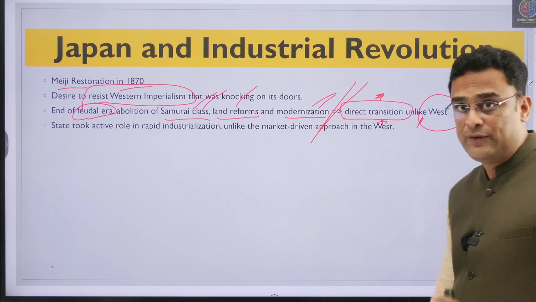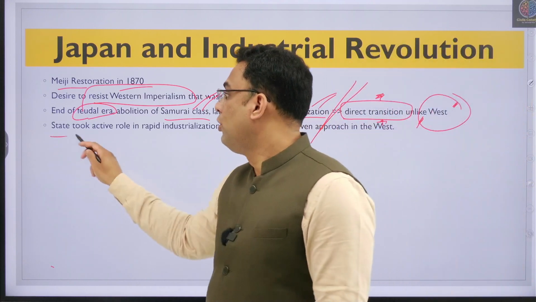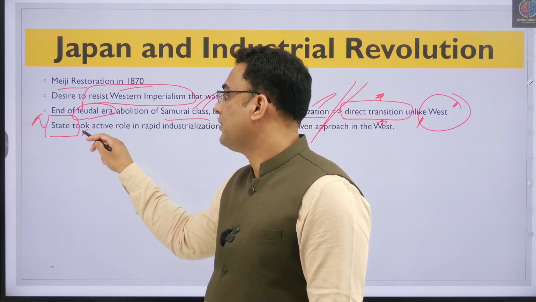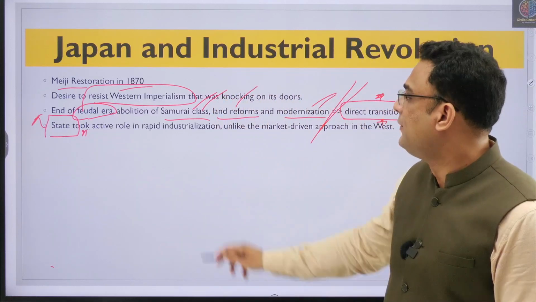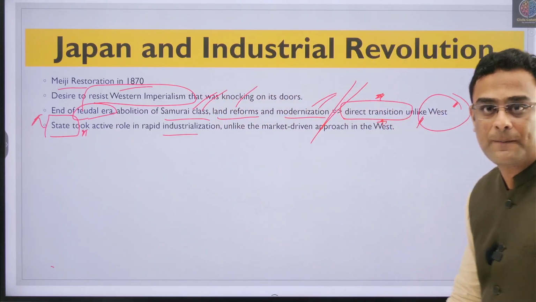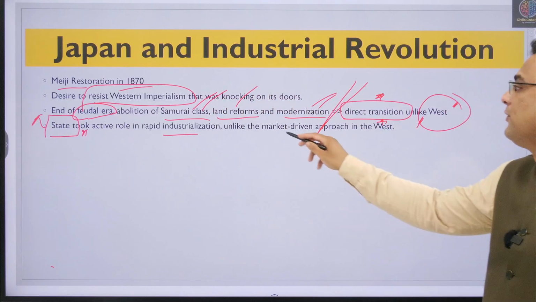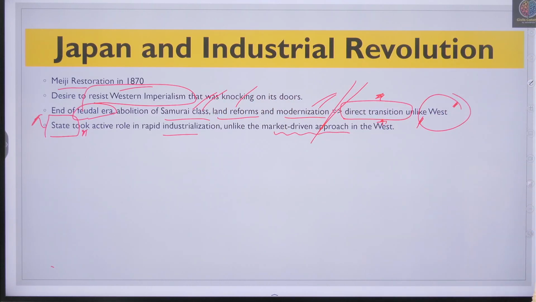Second unique thing, different from the West. Here the role of the state was very important. The state took active steps in rapid industrialization. What had happened in the West? It was a market driven approach. Market driven approach. Okay?